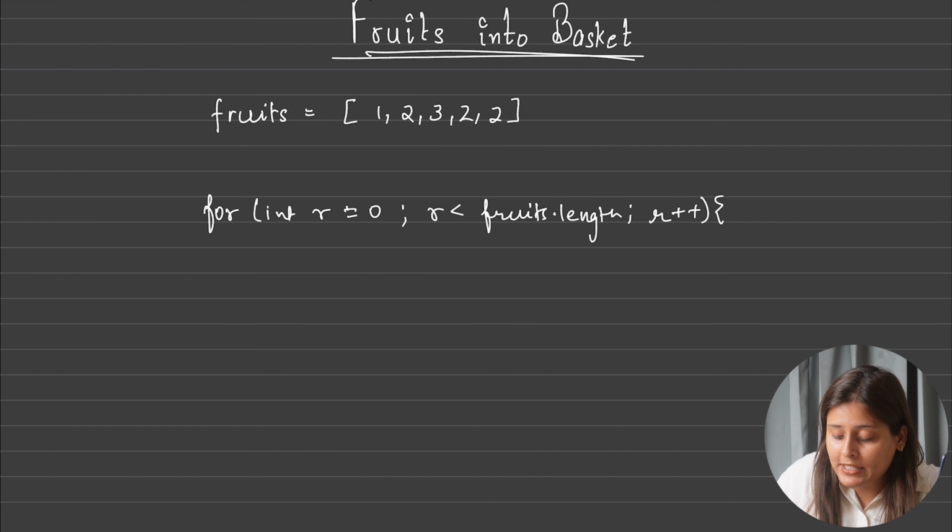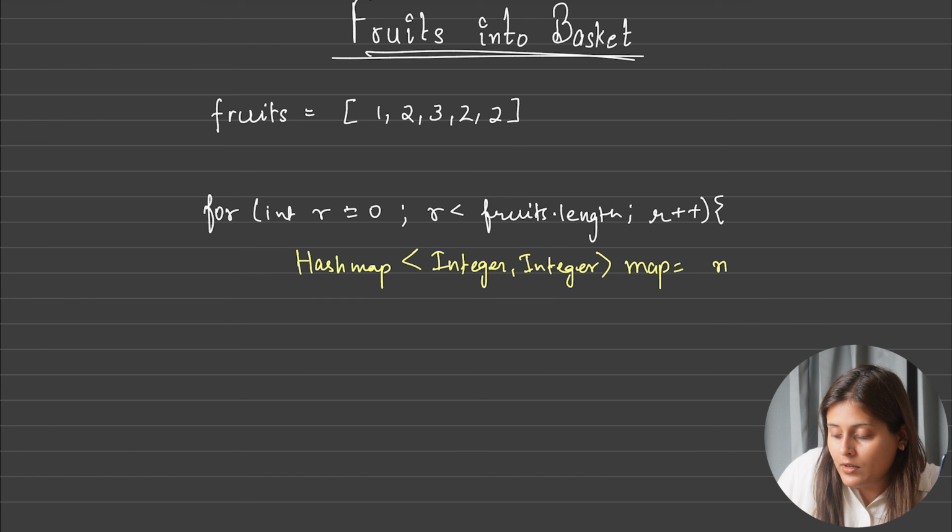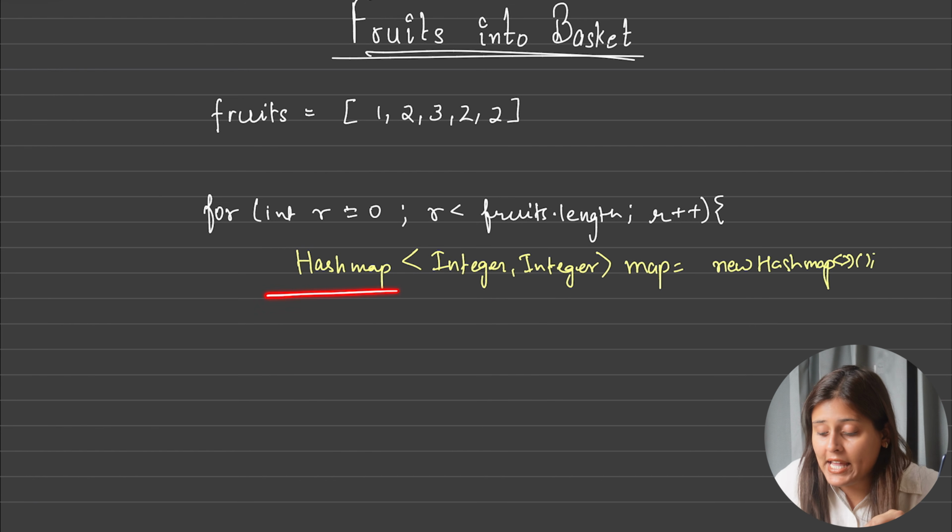So can I say I will create a new hash map here? How will I create a hash map? I will write HashMap of what type? I want to store a key of integer type, and the value also of integer type. Let's name it map, new HashMap. Now I have initialized the hash map.